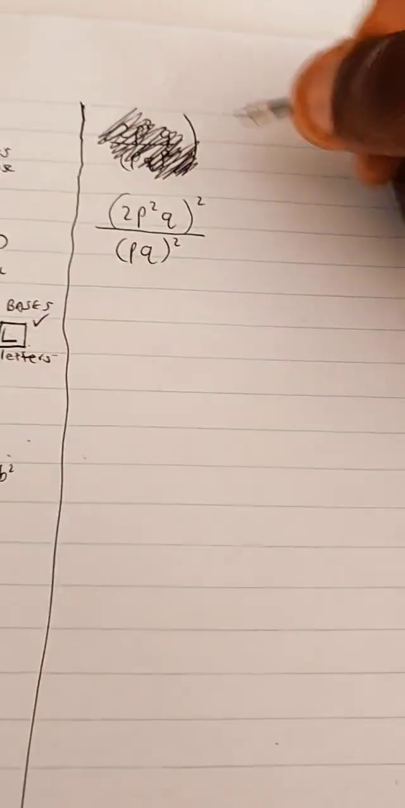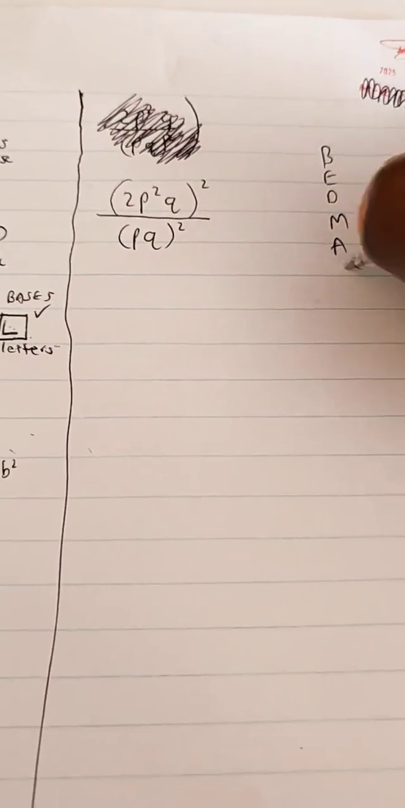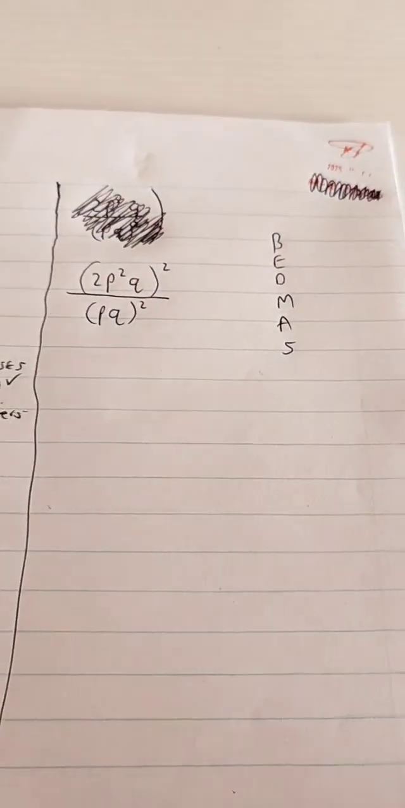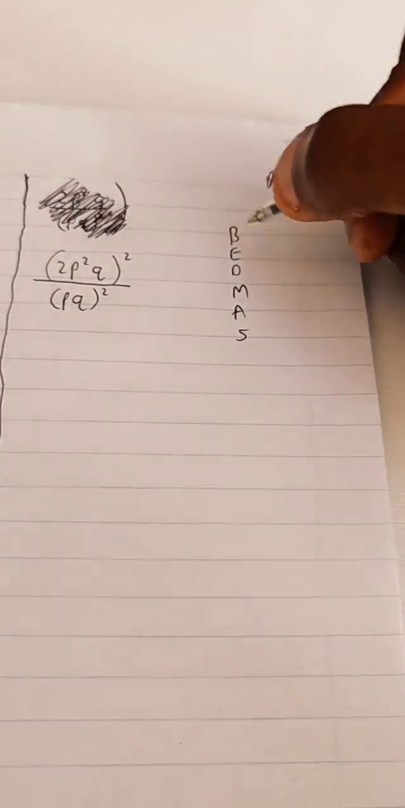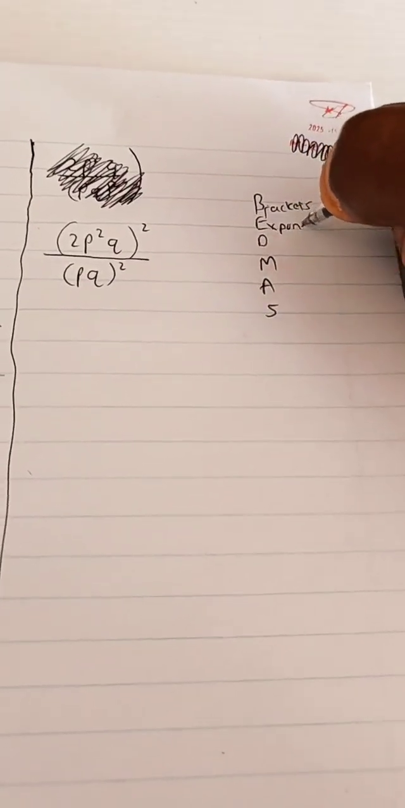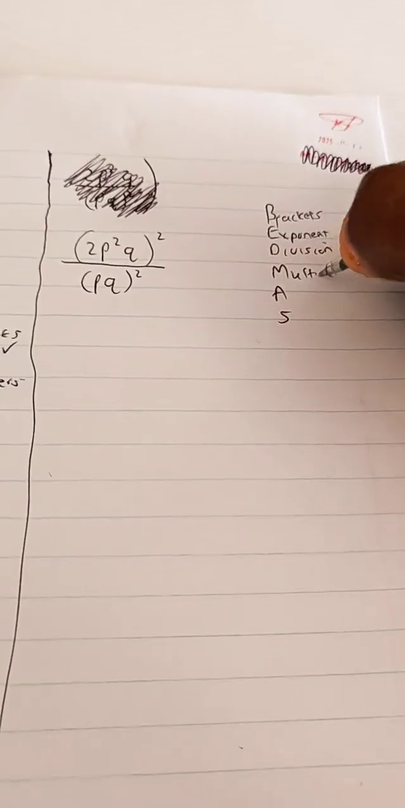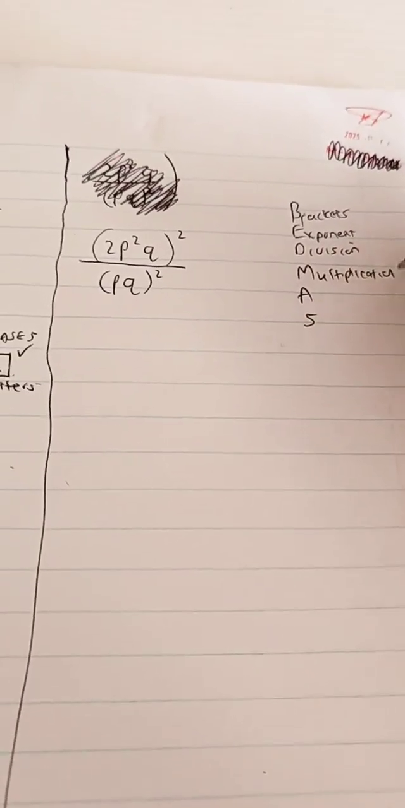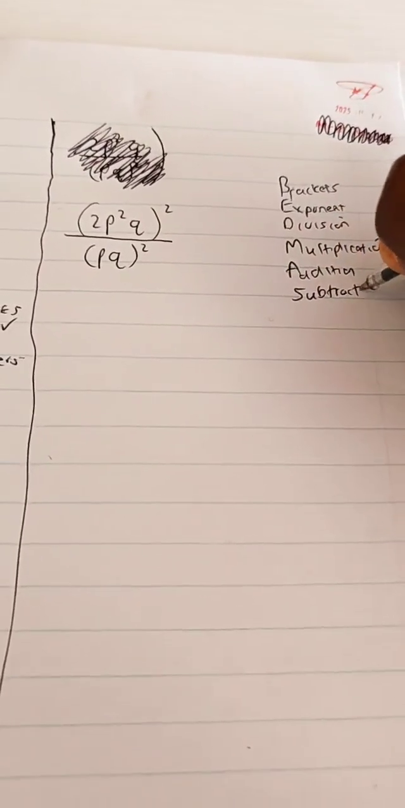Guys, what do we need to remember here? Mr. BEDMAS. B, E, D, M, A, S. B means brackets. E means exponent. D means division. M means multiplication. A means addition. S means subtraction. Guys, you can't go anywhere in mathematics if you don't know BEDMAS.